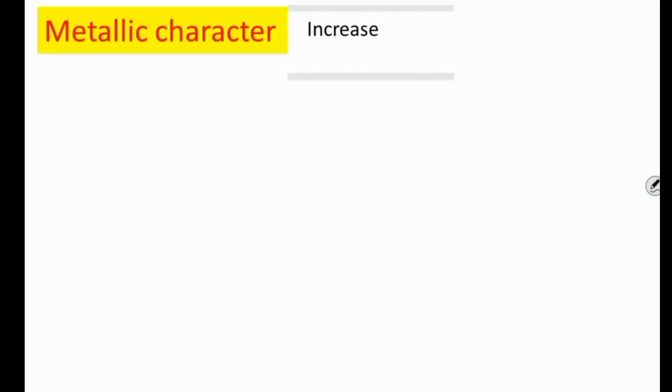Alright, metallicity. It increases down the group but decreases through the period. Metallicity is the property of an element to behave or act as a metal, that's to donate electrons. So that is metallicity. Okay, that's all. Now let's see the following questions.